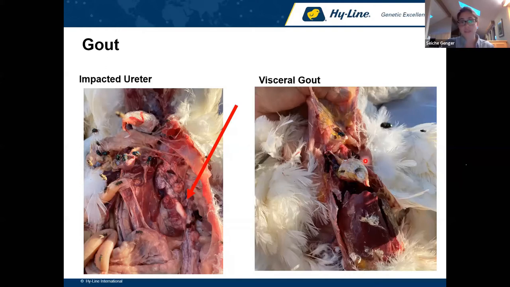And then in the same picture, same bird rather, you can see the heart is covered with this white chalky material. So the heart's there, here, and over here. And that chalky material is actually visceral gout, which is a buildup of urates on other tissues in the body because they can't be cleared.